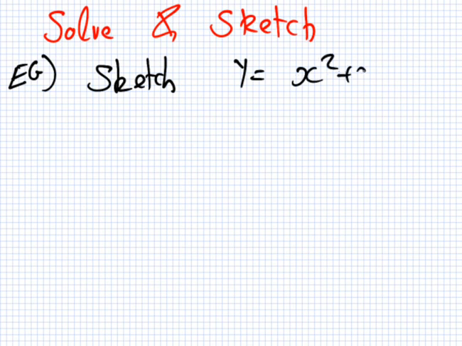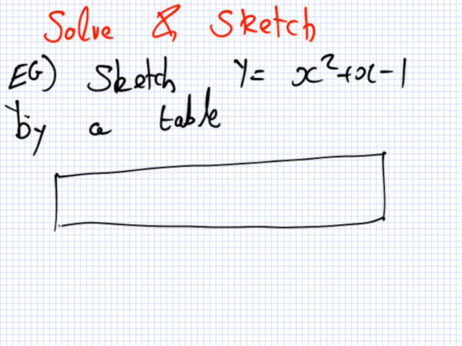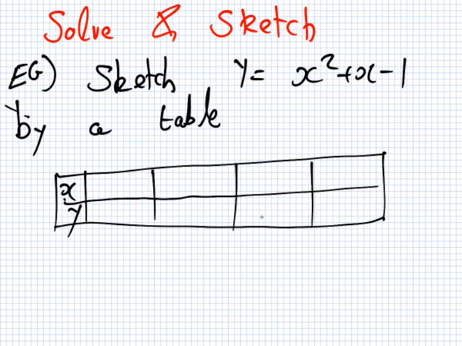So the first example, let's say I want to sketch y equals x squared plus x minus 1. Now, there are many ways you could sketch. The first way is not really the way you want to do it in the exam, but you can. You can use a table to sketch it. So what you do is you take some values for x and some values for y.